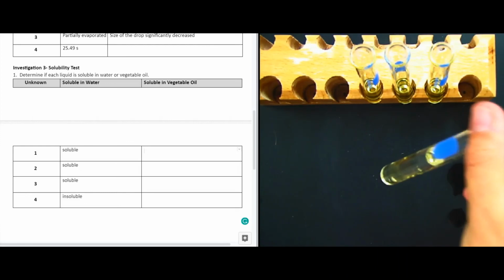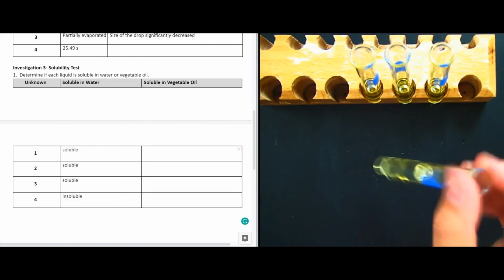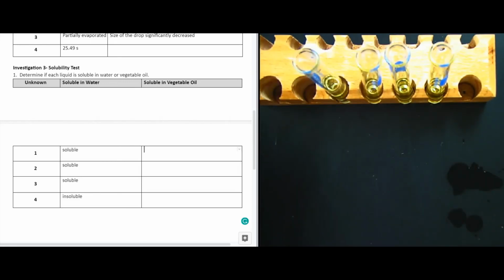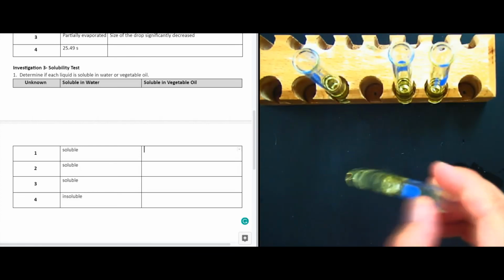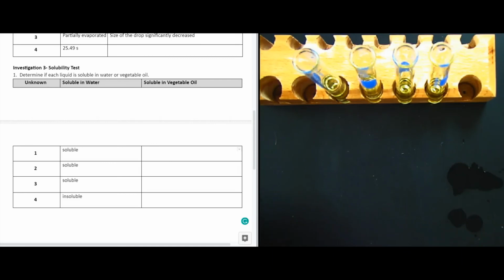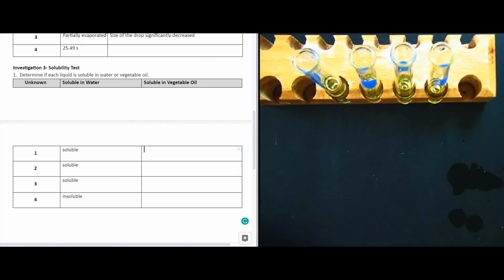Alright, this one is really hard to see, so what I'll do is at the end of this I will include a picture where you can see this a little better. Let's try unknown number 2, see what this one looks like. Yeah, these ones are pretty hard to see. So let me do unknown number 3, unknown number 4, and then I will take a picture and I will include that at the end.